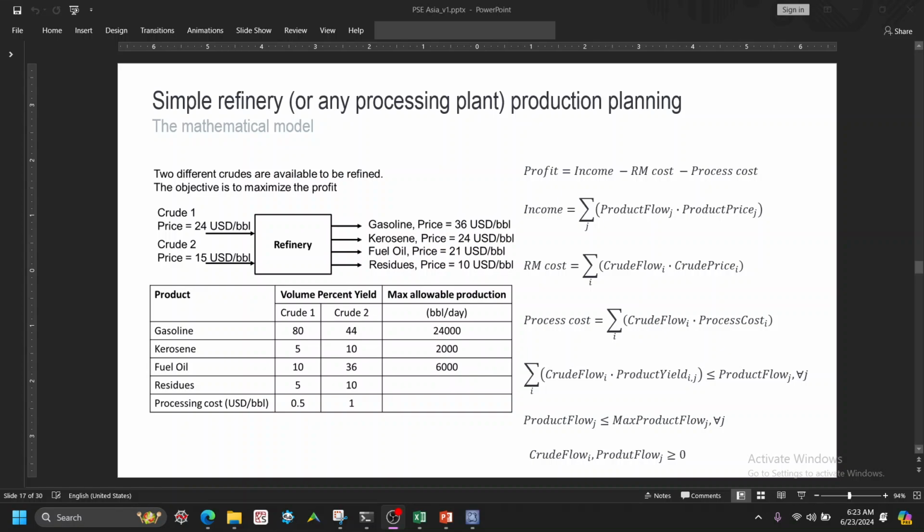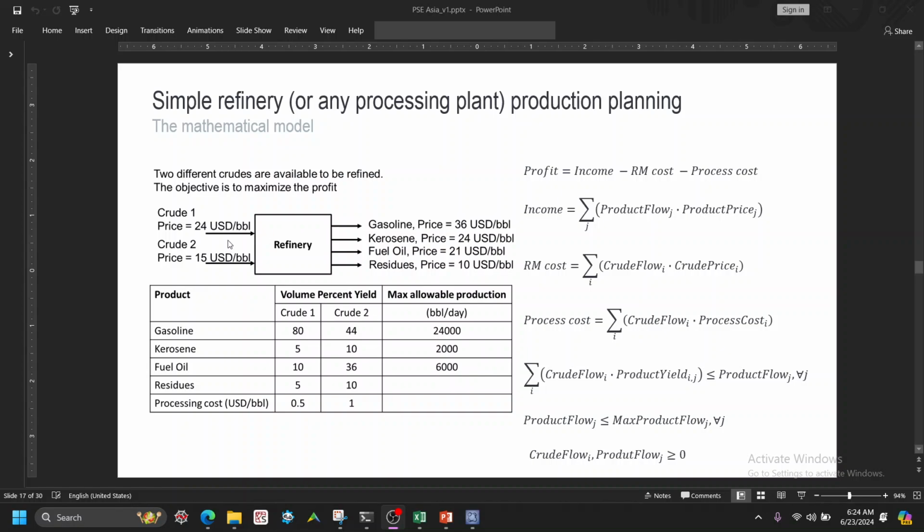Okay, so I've been willing to do this to compare the solver optimization software in a process simulation software with a typical simplex solver. So we're going to use this well-known refinery production planning, which you can do basically whatever you want.